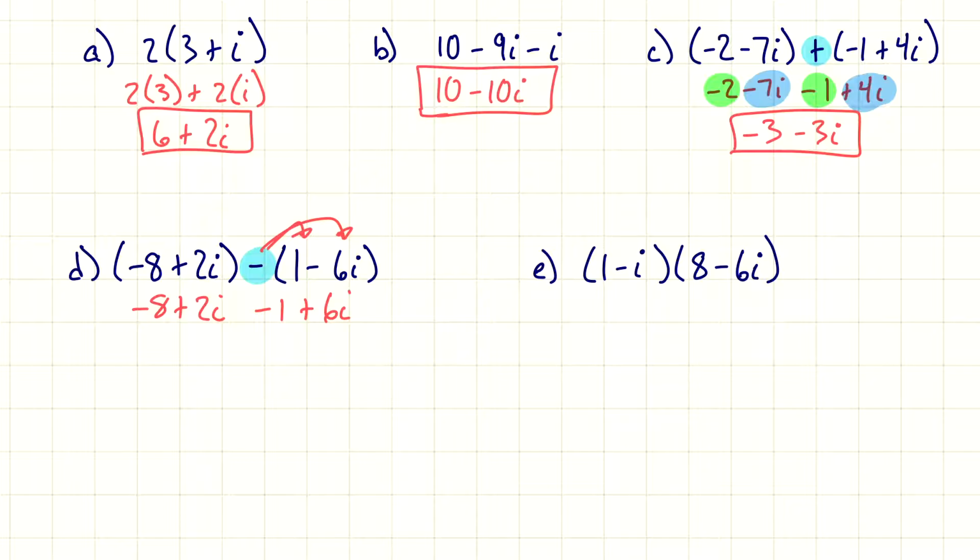All right, so now we can combine like terms. I have negative 8 and negative 1, and I have a positive 2i and a positive 6i. All right, so that's negative 9 plus 8i.